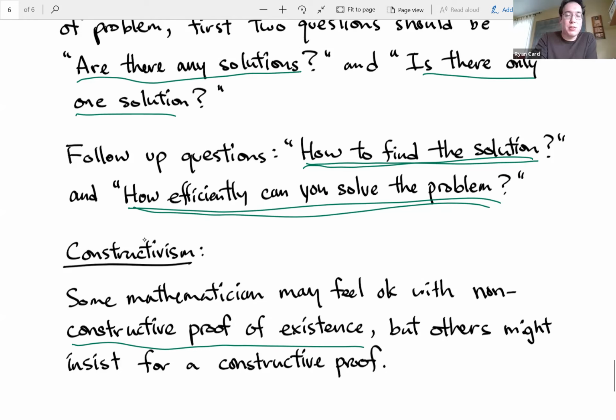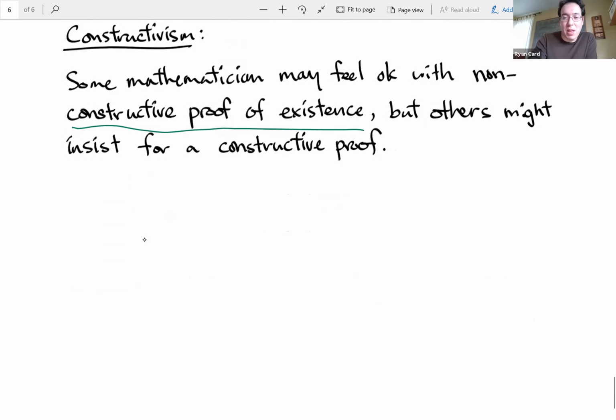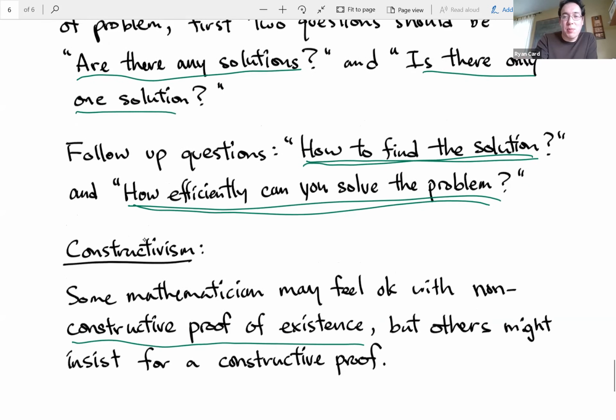Would you feel comfortable moving on just knowing the solution exists, not how to get to the solution? Or do you have to construct the solution before you believe it? I don't know. That's something to think about.